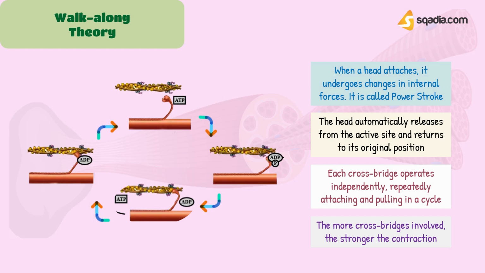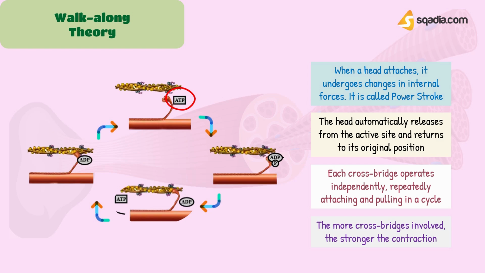In simpler terms, the heads of the myosin crossbridges attach to the actin filament and pull it along, step by step, like walking. Each crossbridge works independently, repeatedly attaching and pulling to move the actin filament and generate force for muscle contraction. The more crossbridges involved, the stronger the contraction. The whole mechanism of muscle contraction depends on these two theories, and the graph for the contraction can be made like this.